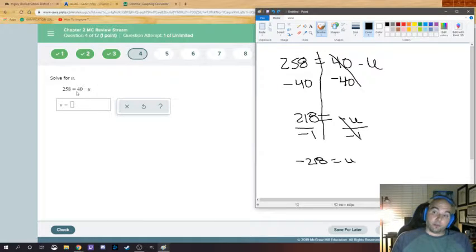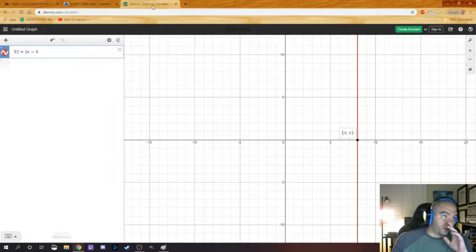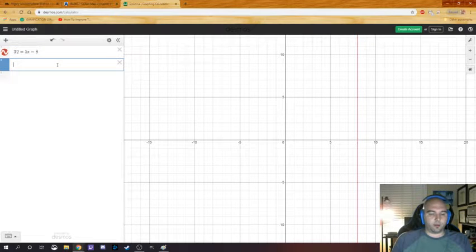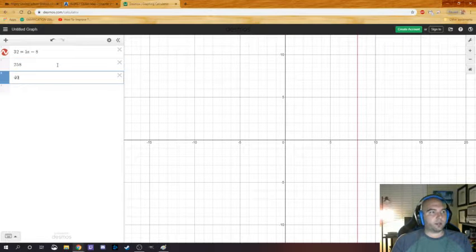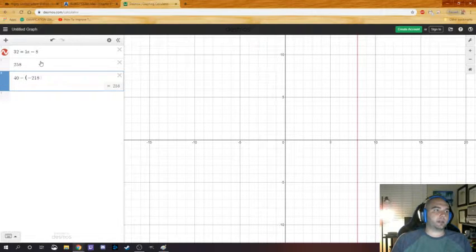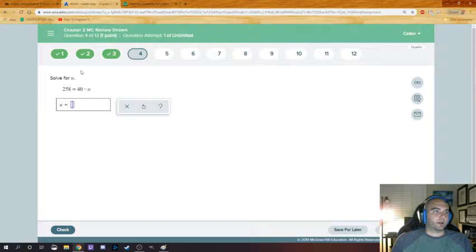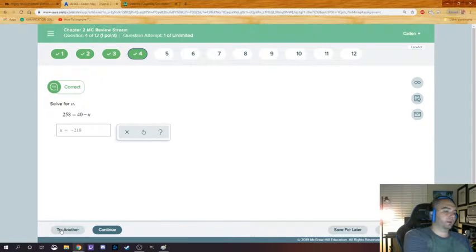Could you have graphed that on Desmos? Yes. Could you at least check your answer on Desmos? That's an even better idea. Does 258, that's one side, right? And the other side is 40 minus, and then you have to put what you think is the answer. And I thought it was negative 218. Does that make 258 also? Yes. So now we can confirm. If I plug in the number I think is the answer, it actually makes it true. So you could do that. That's a fine way to be sure you're right too.